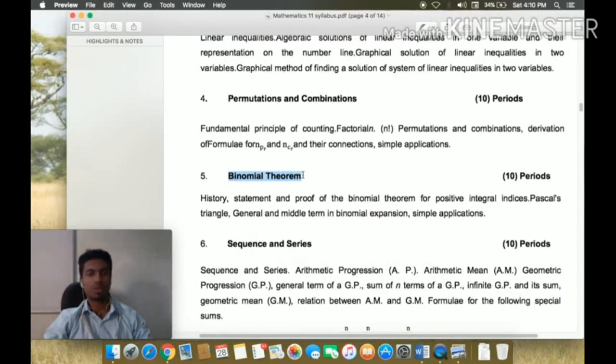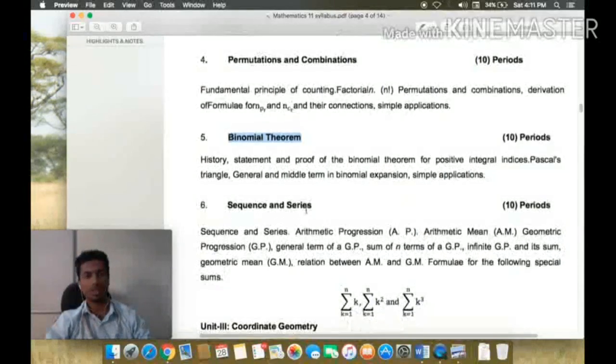Sixth chapter is your sequence and series. Sequence and series basically has arithmetic progression and geometric progression, dealing with means as well as variance, which we have done a bit in class 10. It's just the expansion of class 10, including some special series, infinite GP and the arithmetic special formulas and all.